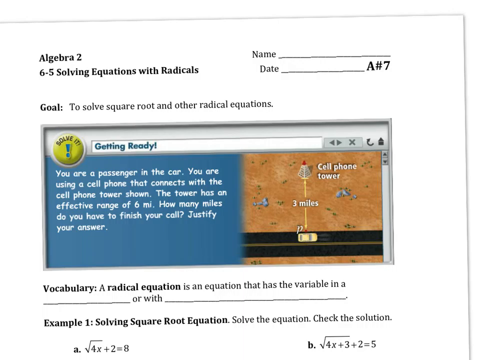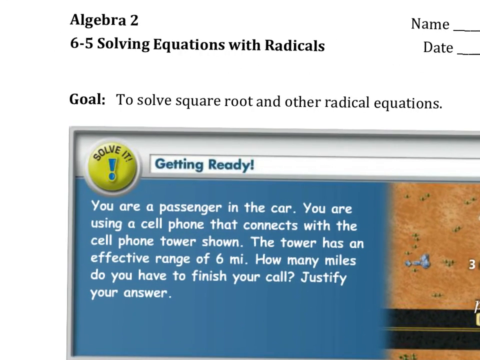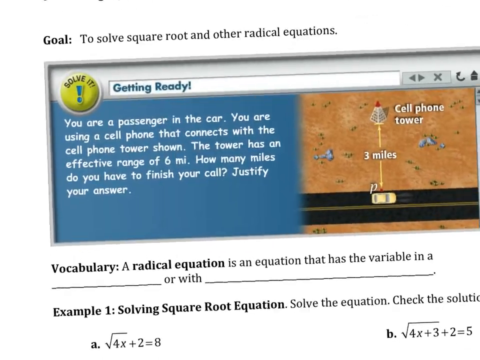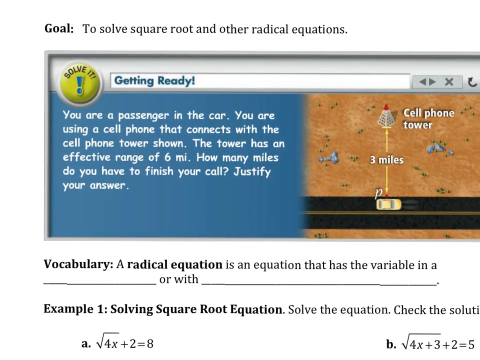Today what we're going to be looking at is the last section of 6 that we're going to do, and we are going to be solving square roots and other radicals. So there's a whole bunch of different types, but the nice thing about this process is it's actually nothing new. Everything we're doing is inverse. We undo, we undo, we undo. So by way of getting ready, let's look at this warm-up.